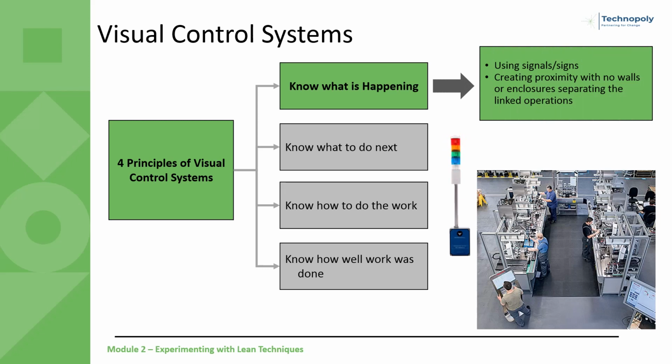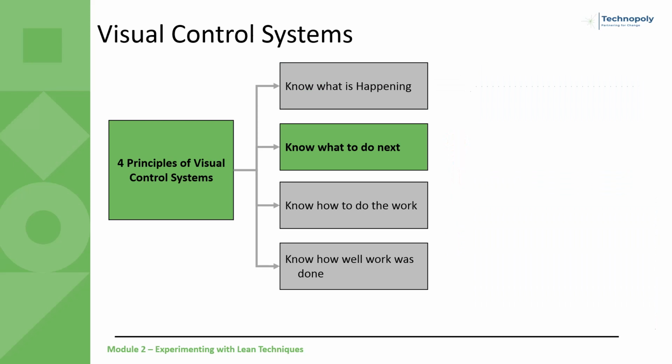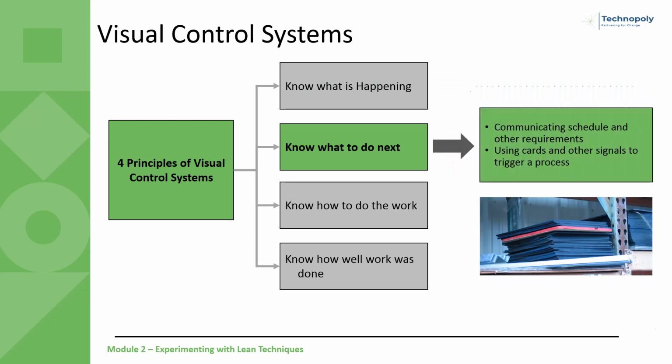This can be done by using signs or signals, creating close proximity with no walls or enclosures, separating link operations such as implementation of cells, reconfiguration of equipment, removal of shelves and cabinets which obstruct the view of the process, or physically marking the product path. The next principle is know what to do next. A second basic aspect of Visual Factory is utilizing visual tools to communicate scheduling requirements. These would include schedule boards and Kanban boards.